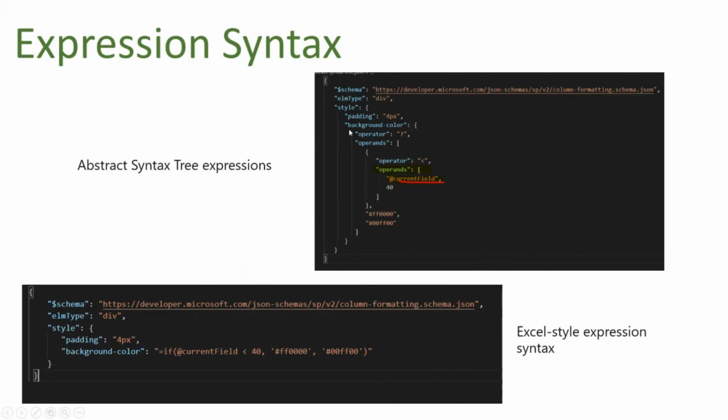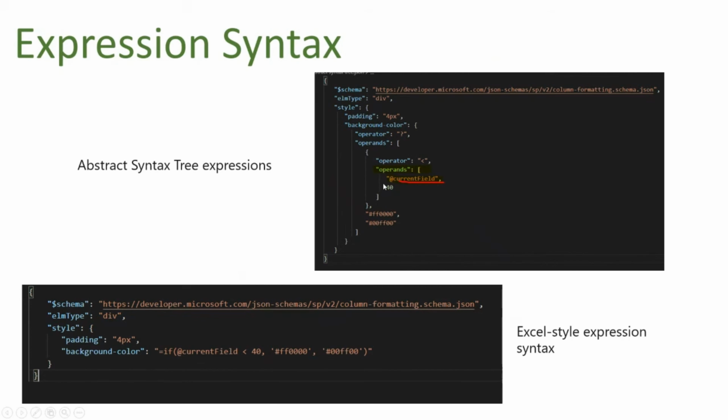So moving on, here is an example. We want to create a div element, give it a padding of 4 pixels, and change the background color. We want to check if the current field value is less than 40, give the background color this particular hex code, and if not, this other hex code. So this is the Excel style expression which we are seeing on the bottom. And on the top, if you see the same formula, if it needs to be written in the abstract syntax tree, it has to be written like this.